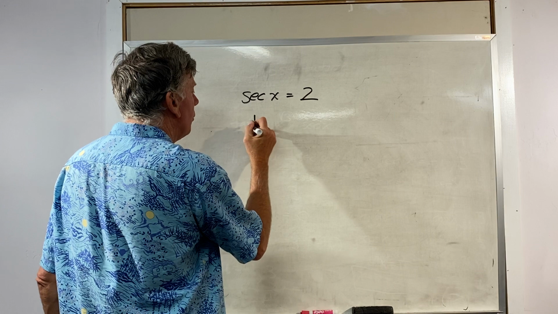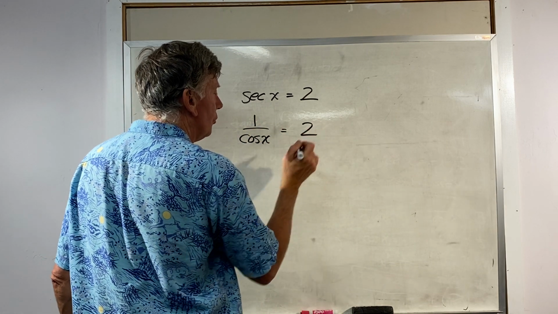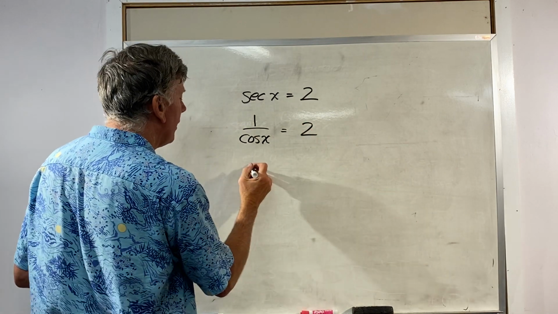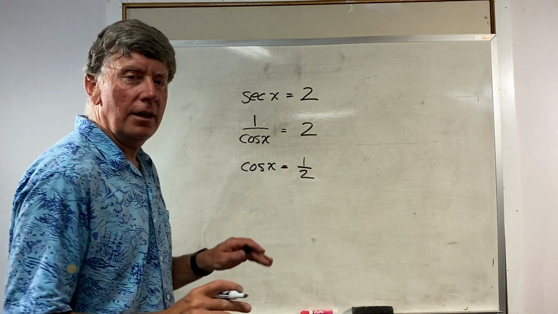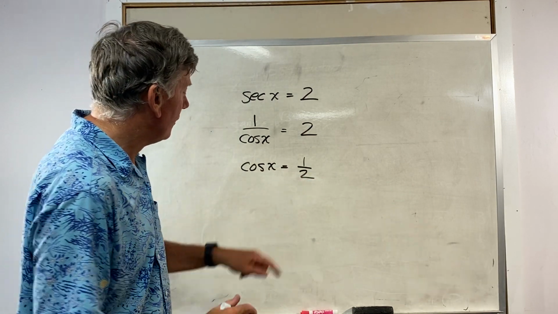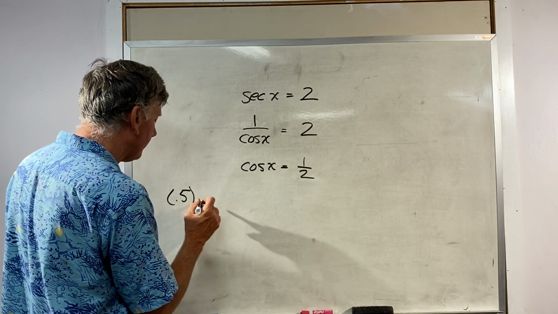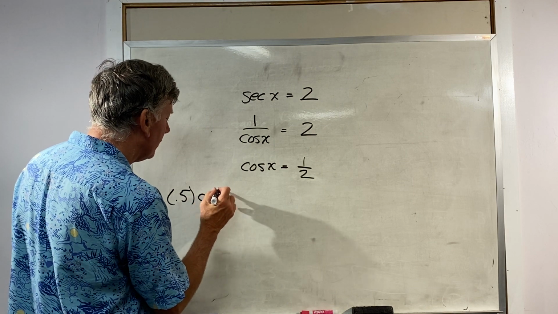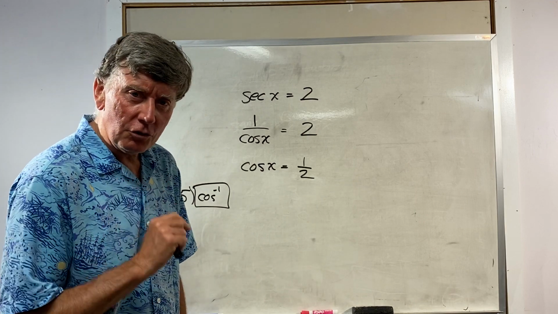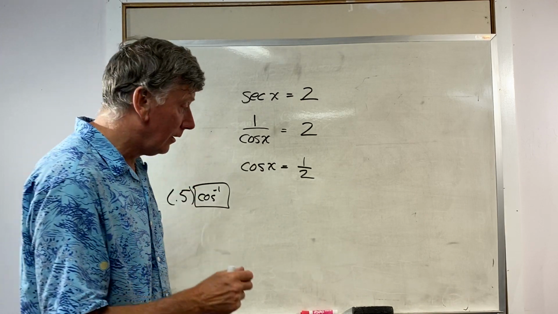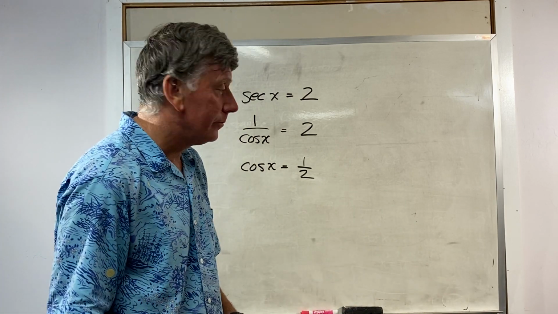That means that 1 over the cosine of x is equal to 2. Flipping these around, that means that the cosine of x is equal to 1/2. Now I go to my unit circle, because if you just go to your calculator and type 0.5, which is 1/2, and then hit cosine inverse, it'll give you an answer, but it's too stupid to know that there's another answer as well. You won't know that unless you draw the unit circle.